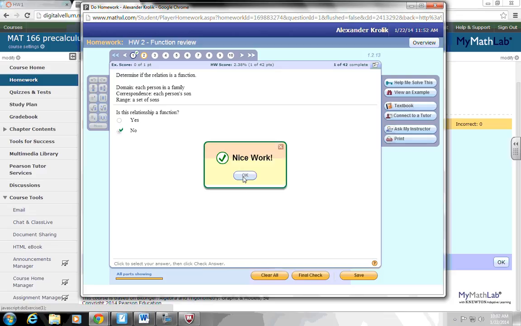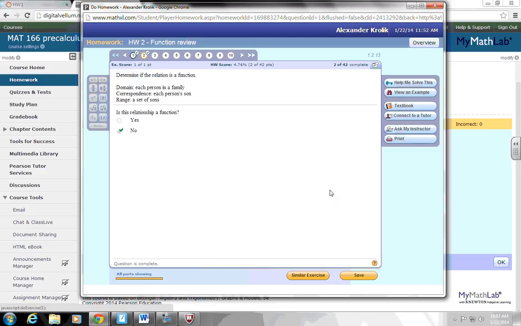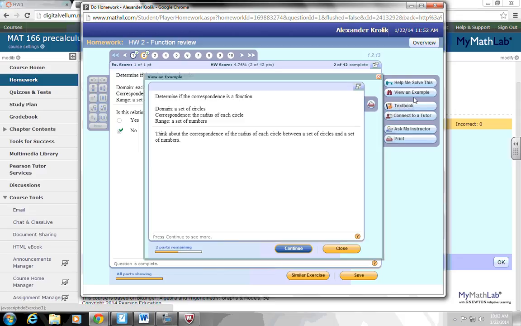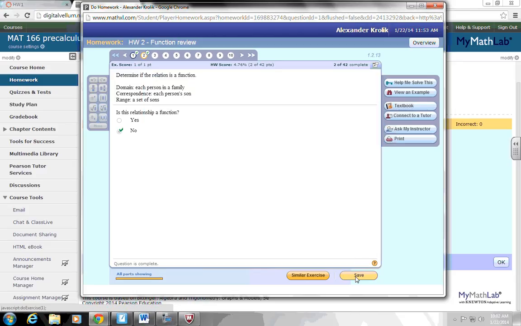All right, nice work. Let's say you're confused. Help me solve this. It's the exact same problem. Well, there's nothing to help, it's just you think about it a minute. View an example. No, well, if you hit help me solve this, it brings up the exact same problem, and it guides you through that. But when you go back, it'll change the problem. So here it gives you a story of what's going on.